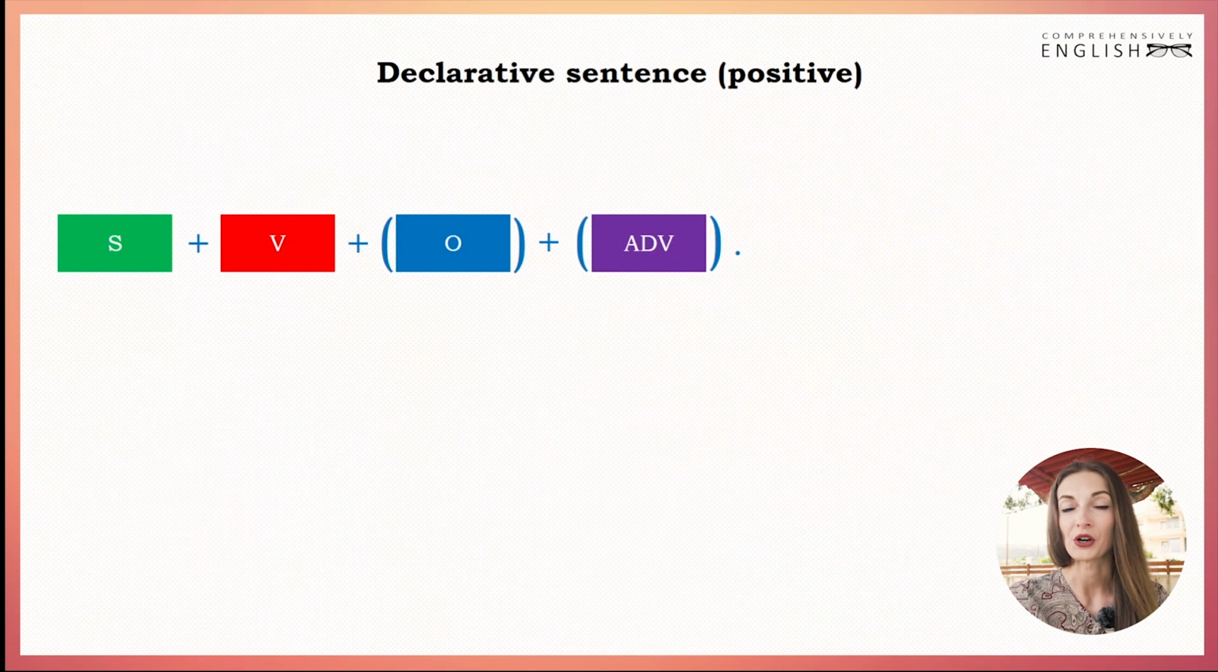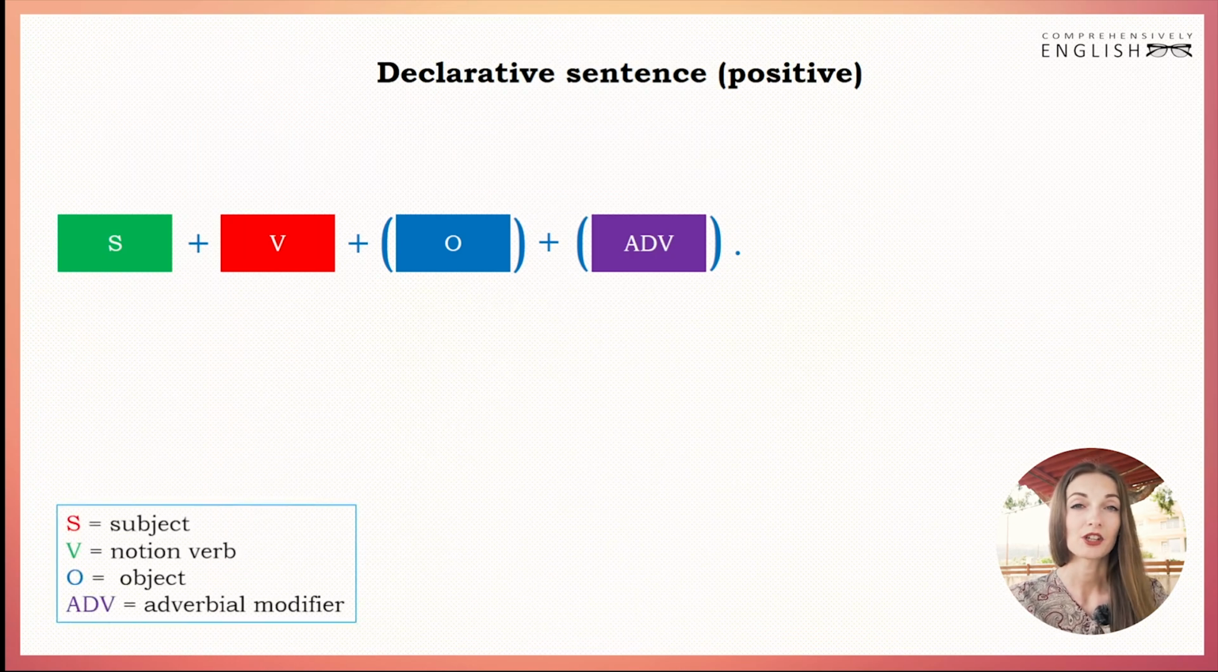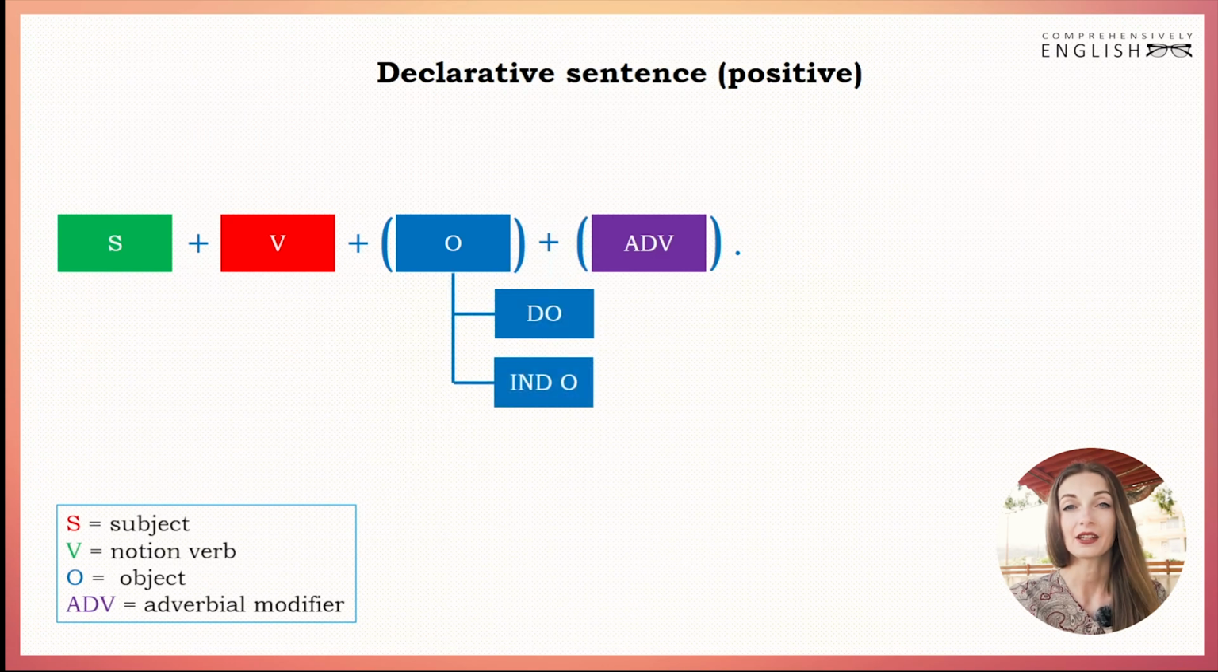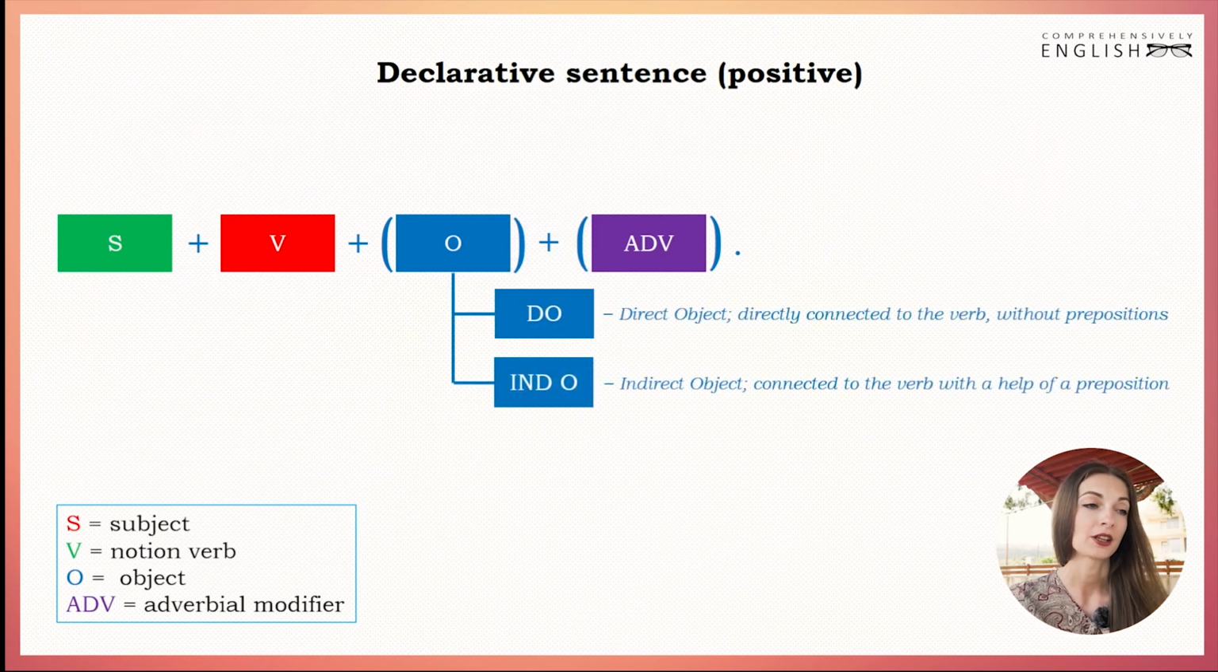Let's get down to some formulas. The canonical word order in the declarative sentence in the English language is this: subject, verb, (object), and (adverbial modifier). Pay attention that object and adverbial modifier are in the brackets. Why? Because you may not have them in your sentence. What you always have in all your English sentences is the verb and the subject. Though in imperative sentences, for example, we don't have the subject. But still, we are not talking about imperative sentences today. Today we are dealing with declarative sentences.